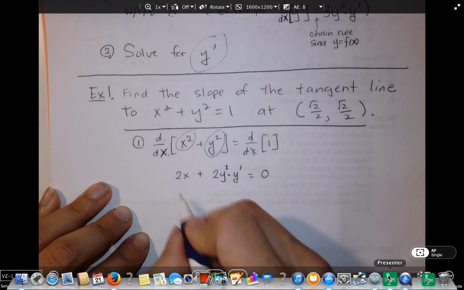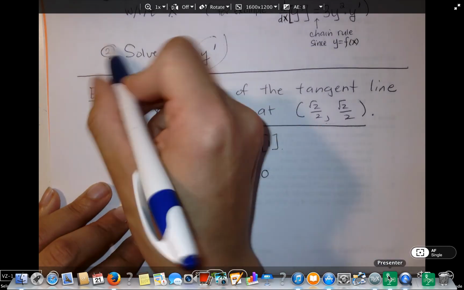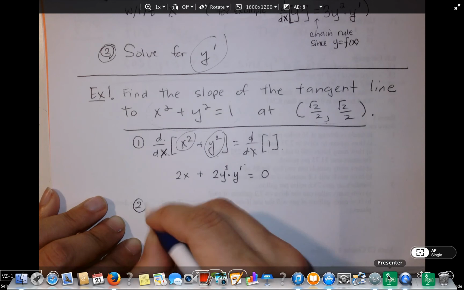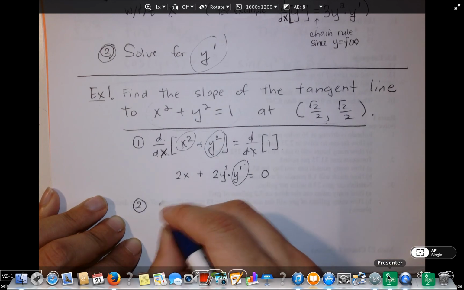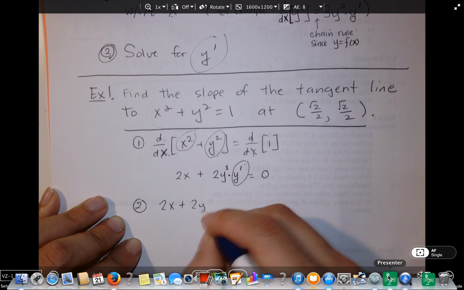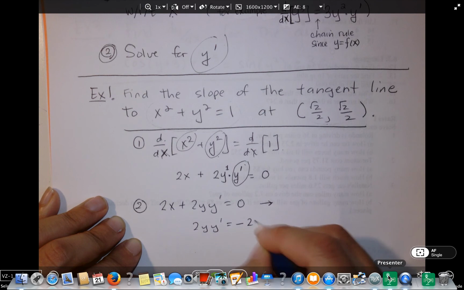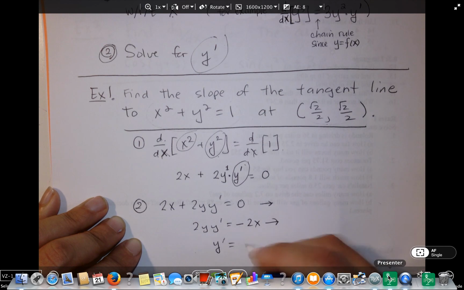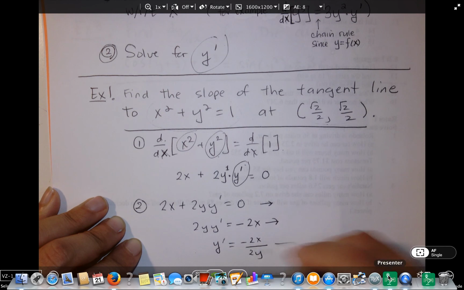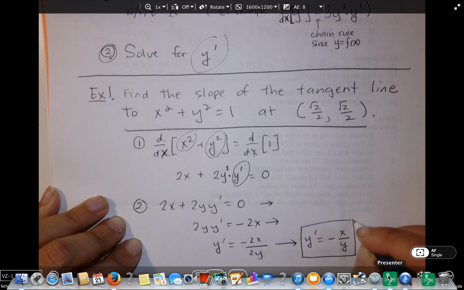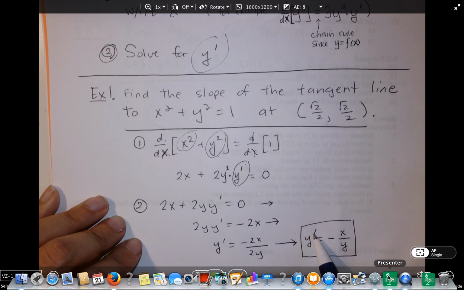Now I'm going to do the second step, and I'm going to solve for y prime. So 2x plus 2y y prime is equal to 0 implies 2y y prime is equal to -2x. So this is telling me that the derivative is given by -x over y, where (x, y) is any point on the graph, where of course y can't be 0.